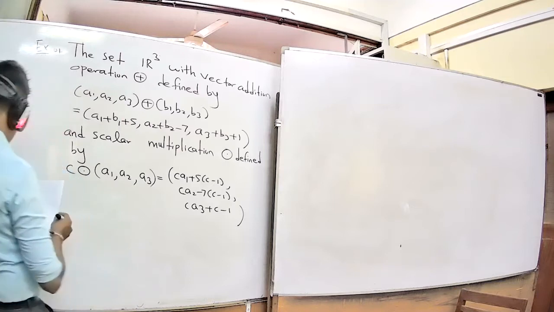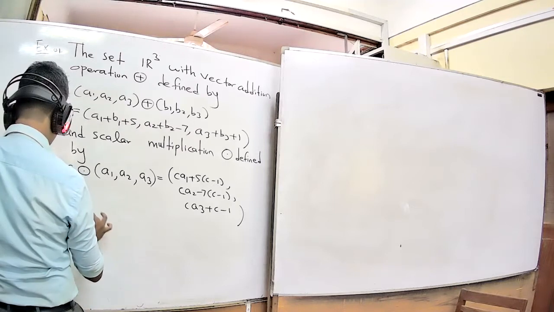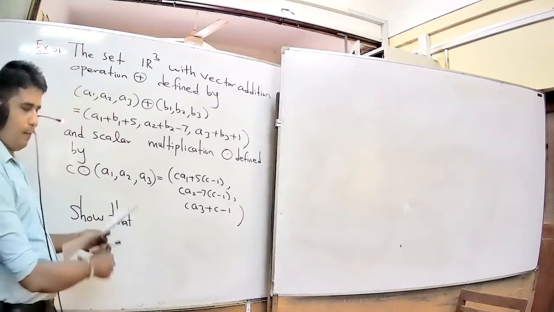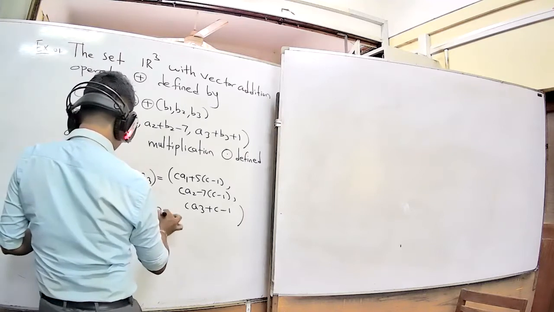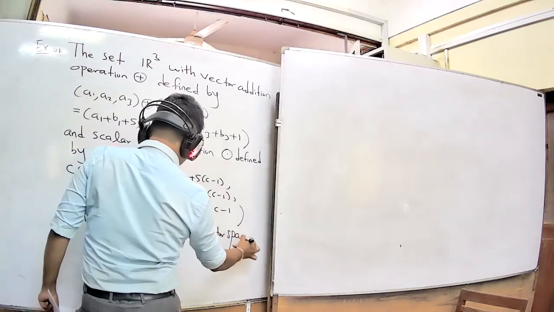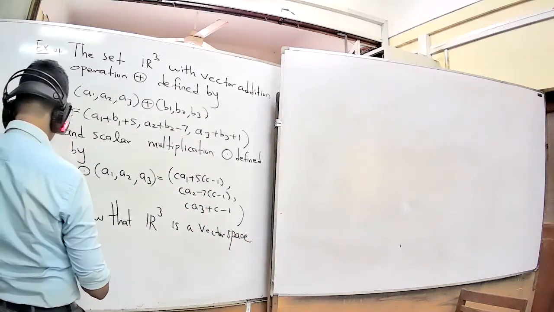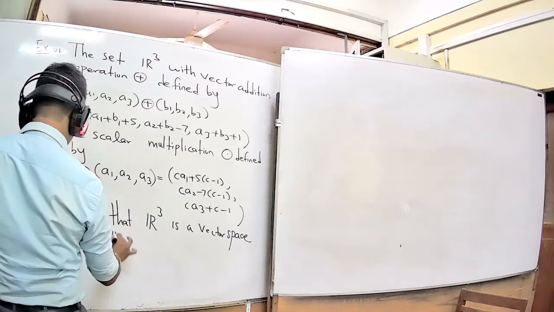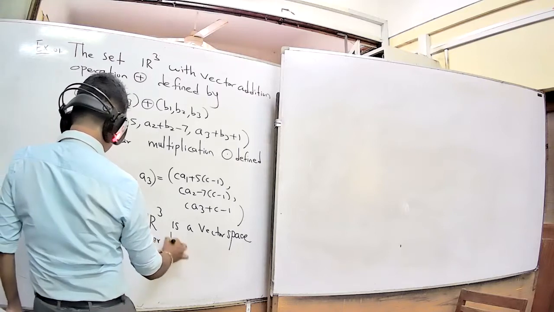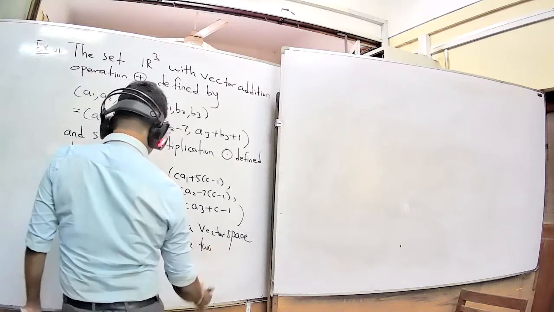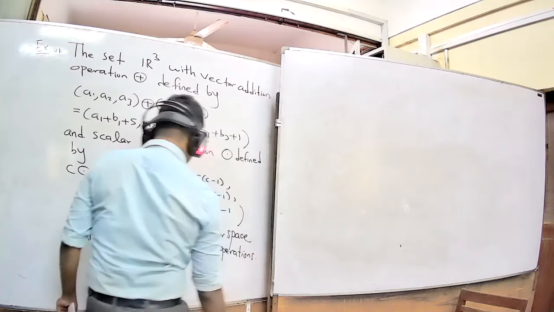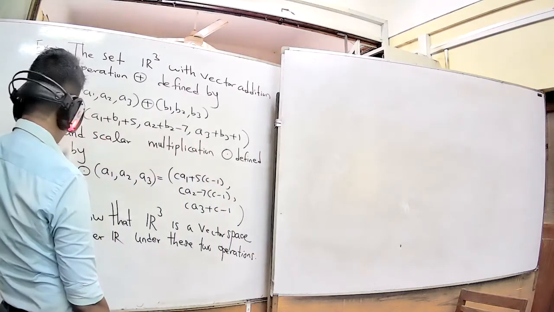Your question is to show that R cube is a vector space over the real numbers under these two operations. Under these two operations means vector addition and scalar multiplication.